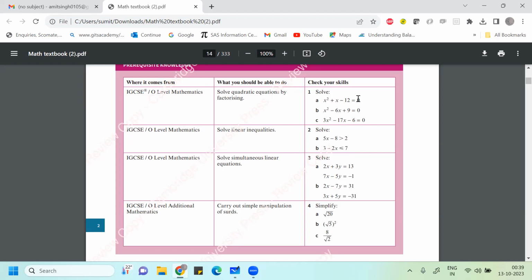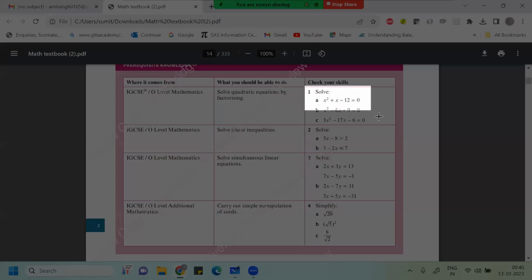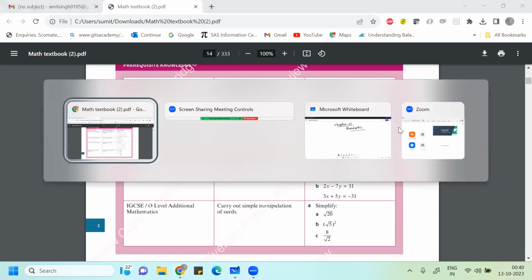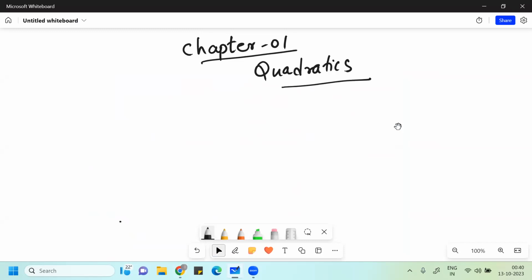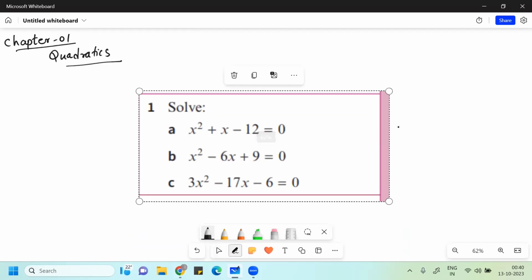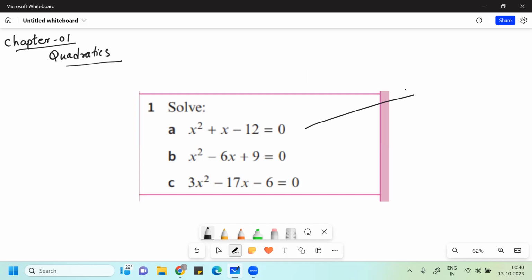Considering that fact, I can take one number as plus 4 and another number as minus 3. So when we do plus 4 minus 3, we get plus 1 when we add them, and when we multiply them, we get minus 12. Very easy concept. If I try to solve this question, you need to split the middle term. So x square plus x minus 12 is equal to 0.